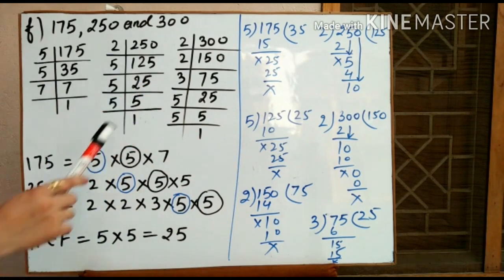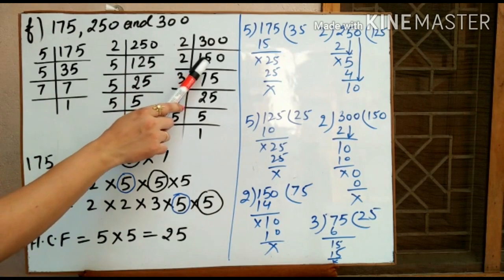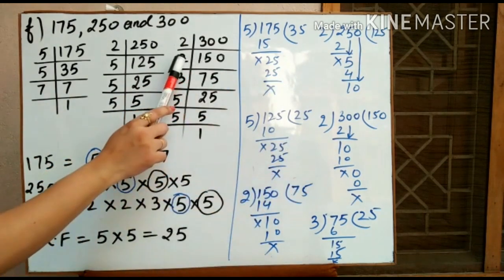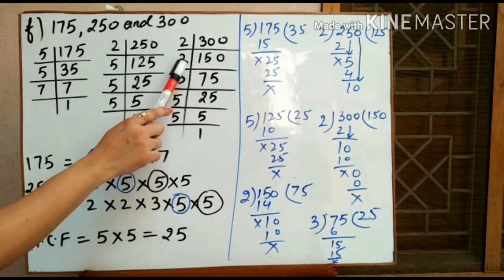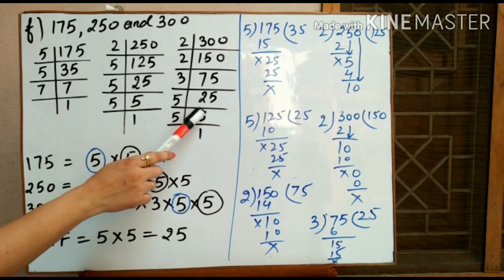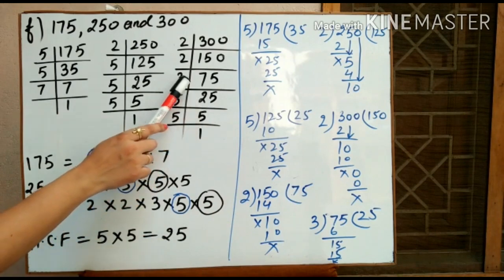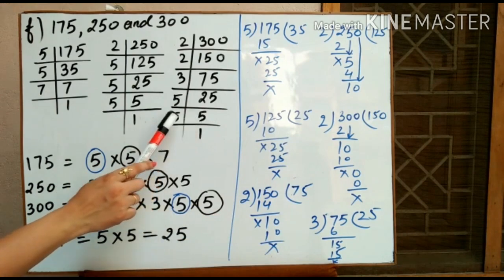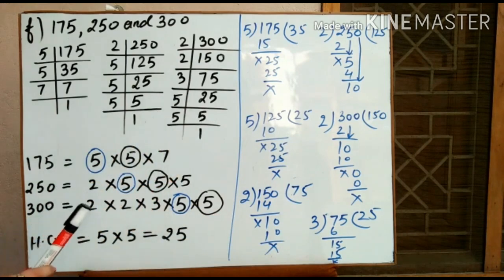Similarly 300. 2 1 are 2. 2 5 are 10 and 0. 2 7 are 14 and 2 5 are 10. 3 2 are 6 and 3 5 are 15. 5 5 are 25 and 5 1 are 5. We will write factors of each number like this.